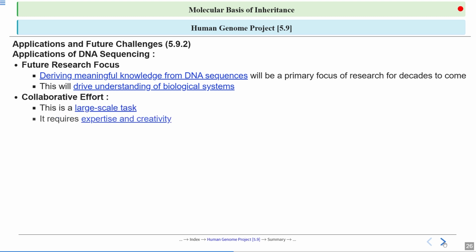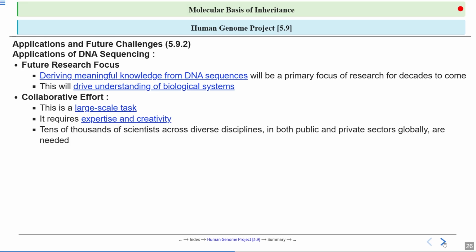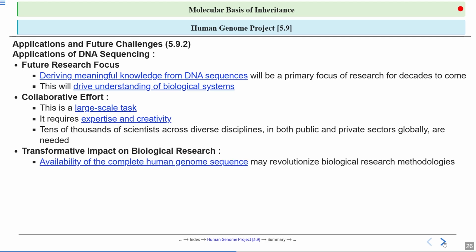Collaborative effort. This is a large scale task. It requires expertise, creativity. Tens of thousands of scientists across diverse disciplines in both private and public sectors globally are needed. Transformative impact on biological research. Availability of the complete human genome sequence may revolutionize biological research methodology. So these are the applications of the DNA sequencing, like how it is going to affect future research focus. It is going to need collaborative effort, because this is not something only 1 or 2 people can do. It has a huge impact on biological research.